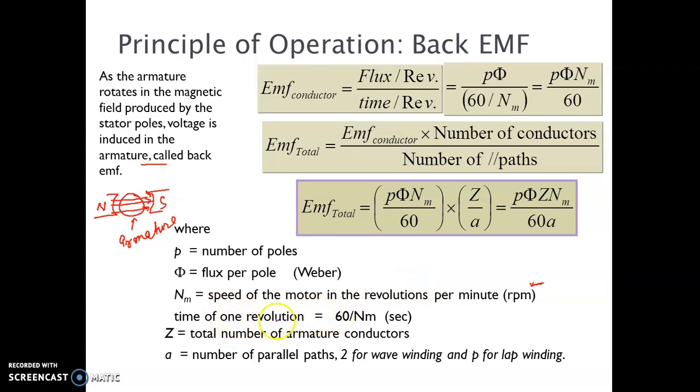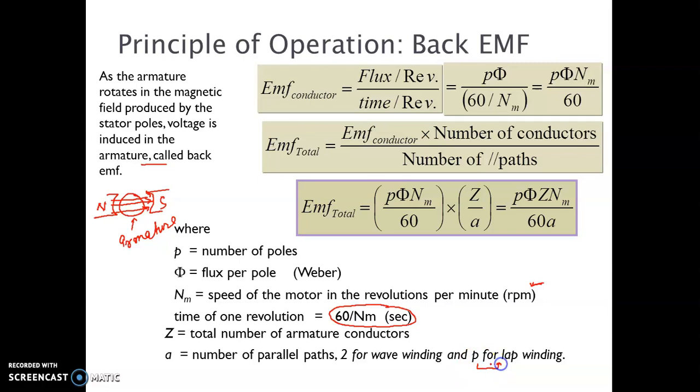Time of one revolution, the time needed for one revolution, you can see in seconds. Z equal to total number of armature conductors, that is, how many armature conductors are placed on the armature. And A equal to number of parallel paths. How many paths are there? Parallel paths I have discussed in my lecture number 3. It is equal to 2 for wave winding and equal to number of poles for lap winding.